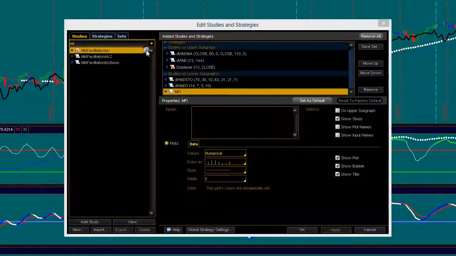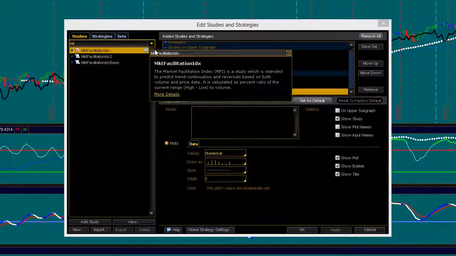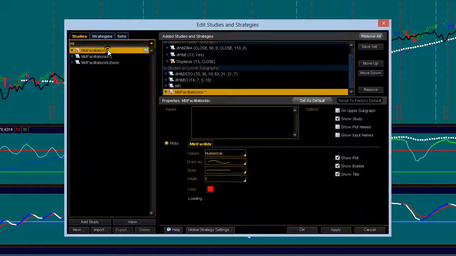right here, and their definition is a study which is intended to predict trend continuation and reversals based on both volume and price. It is calculated as a percent ratio of the current range, high to low, to volume. So you see my instrument at the bottom. Let me bring theirs up and see if we can see a big difference here.